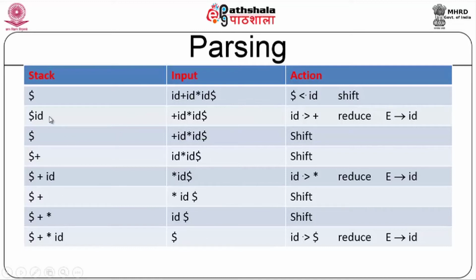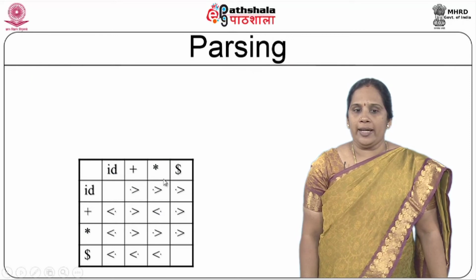Reduce means what here? I have to pop till I enter a situation where the greater than relationship holds good. Till it holds good, I have to pop symbols from the stack. Once I have a less than precedence relation between the stack symbol and the input symbol, I have to stop popping. So, again dollar and plus, it is a shift action, so I shift. Dollar and plus and ID, it is a shift action, so I shift. And then ID and star: ID has greater than star, therefore I reduce. So, till what point will I reduce? ID is greater than star, so I reduce.